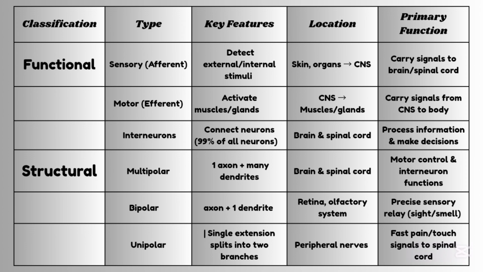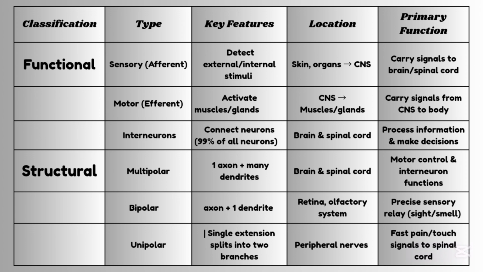The next type is interneuron, and they connect neurons. About 99% of all our neurons are interneurons. They are present in our brain and spinal cord, and their primary function is that they process information and make decisions.